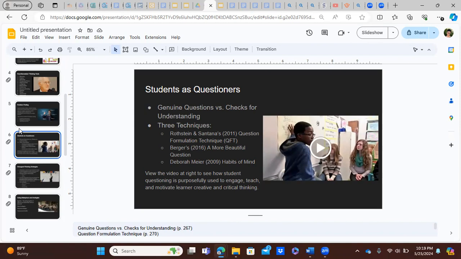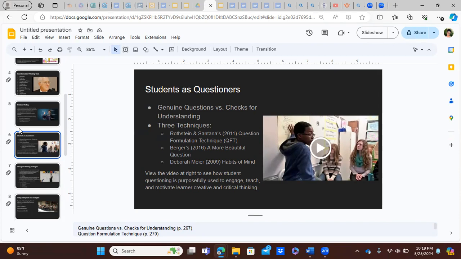So the first is evidence. How do we know what we know, and what's the evidence? The next one is viewpoint. Could there be another point of view? The next one is connections or cause and effect. Do you see any patterns? Has this happened before? What are the possible consequences?